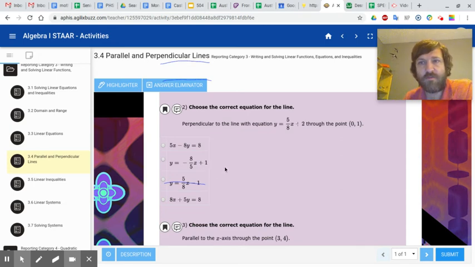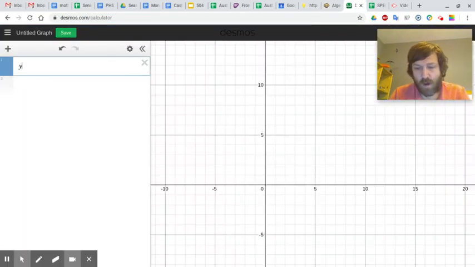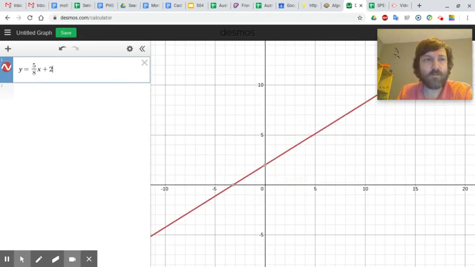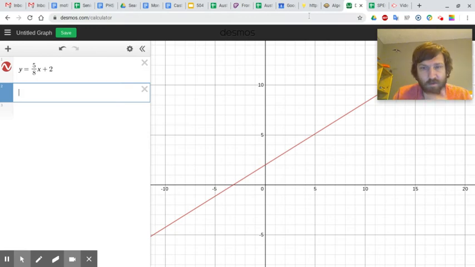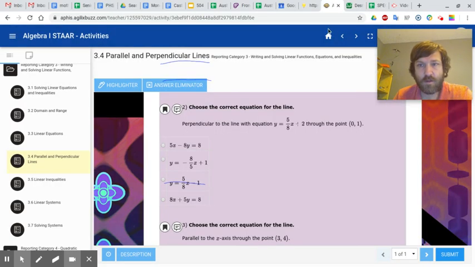But for the sake of visually understanding this, I'm going to go ahead and graph this one. So we have y equals 5/8 x plus 2. And we know it has to cross through the point 0, 1, according to the example given. So we put the equation, we put the point, and now we're going to go through these. So let's just try this one to see what it looks like.